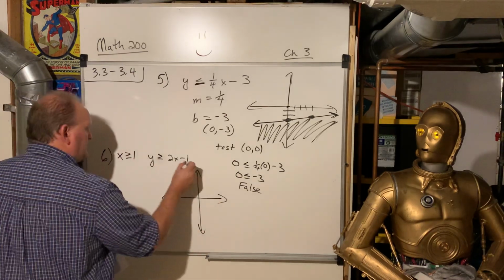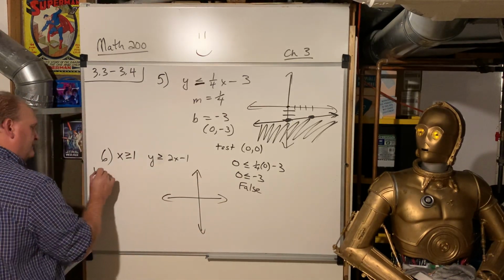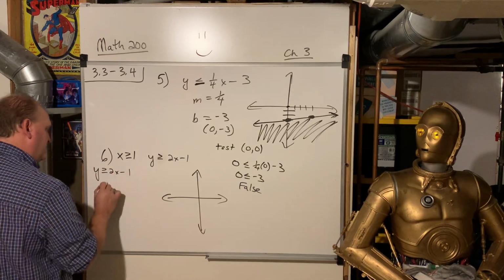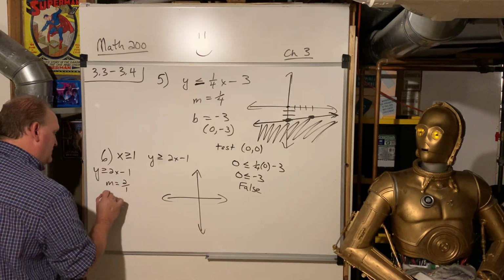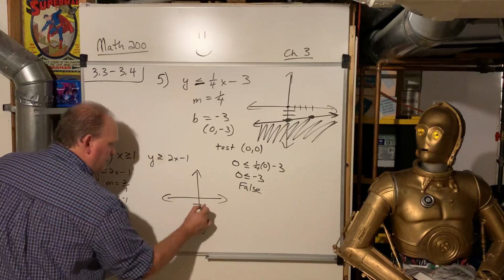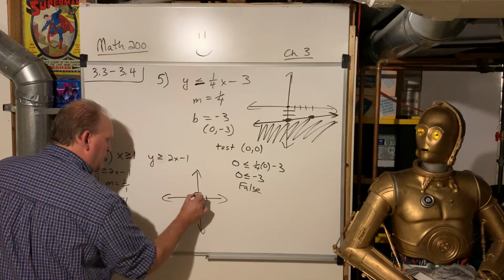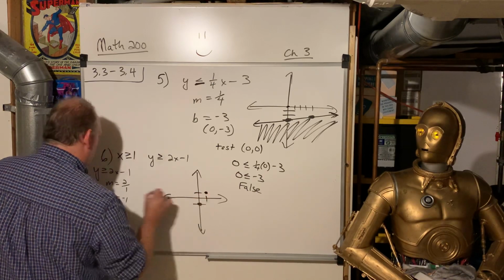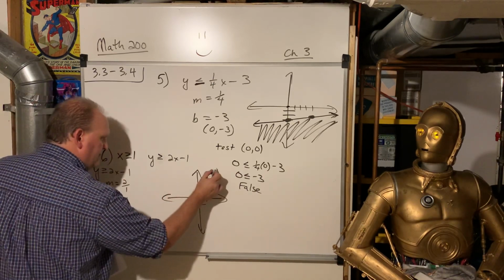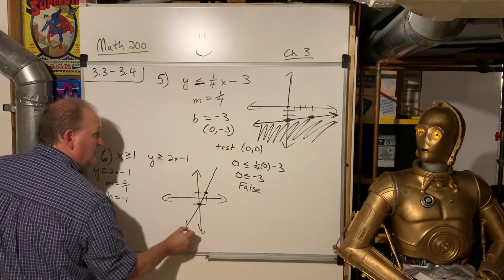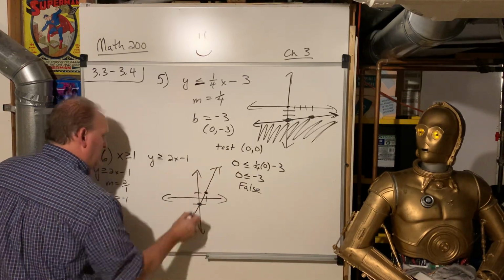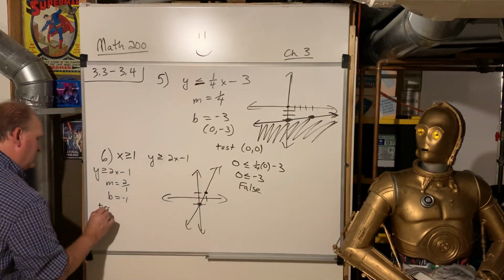So here, let's do this one in black. Slope is 2/1. Starting point is -1. So I put a dot on -1. I go up 1, 2, and over 1. Up 1, 2, over 1. Solid line. And now normally I go nuts shading like that. Don't go nuts shading. We can test 0, 0.